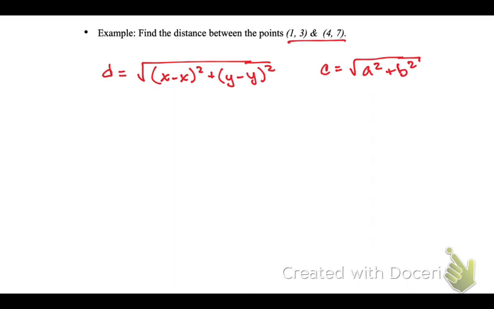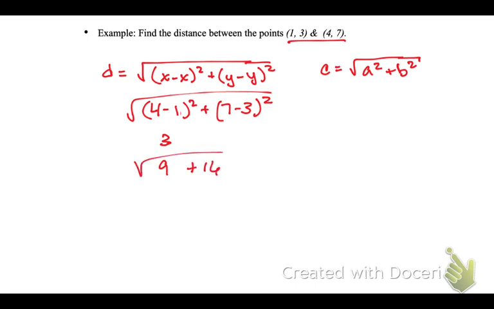So you don't need to write this down. This would just be what? 4 minus 3 squared plus 7 minus 3. Nope. You can yell at me. 4 minus 1 and 7 minus 3. Yeah. And so I get 3 squared, so 9 plus 16. So I get 25, so I get 5.